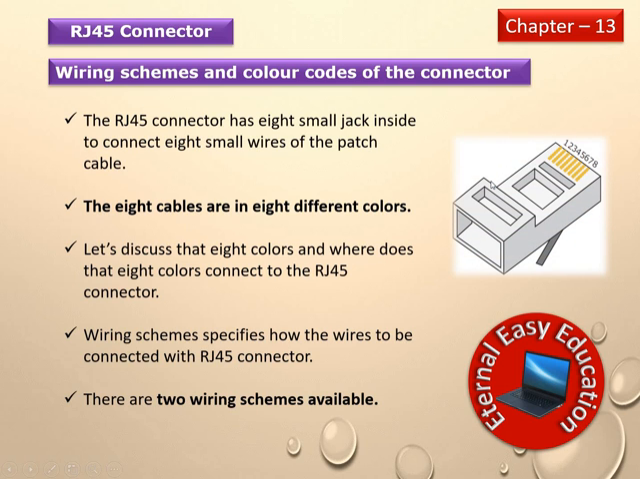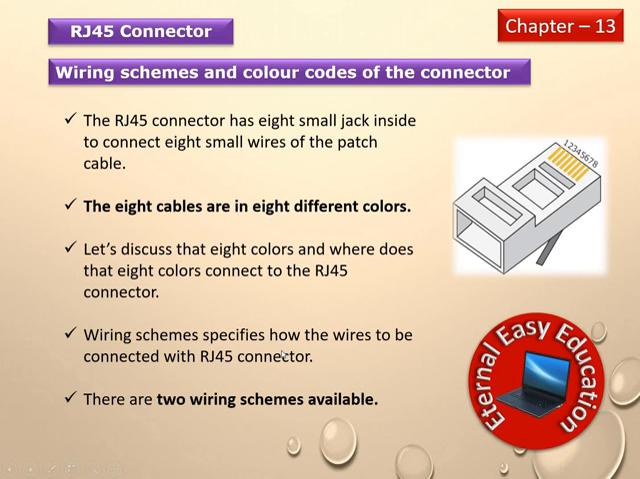Then there is a wiring scheme and color codes of the connector in the RJ45 connector. The RJ45 connector has 8 small jacks inside to connect 8 small wires of patch cable. So at this point, each pin is connected with the wire. The 8 cables are in 8 different colors. Let's discuss that 8 colors and where the 8 colors connect to the RJ45 connector.